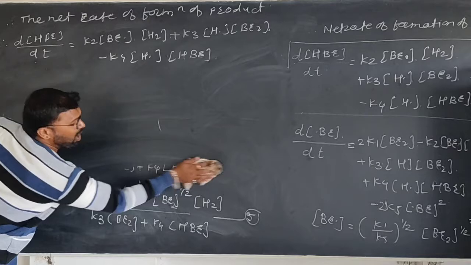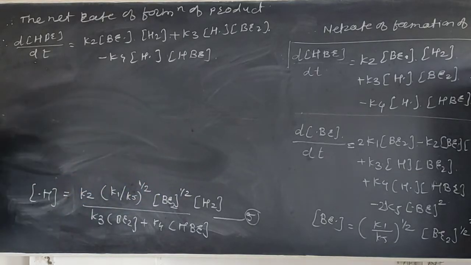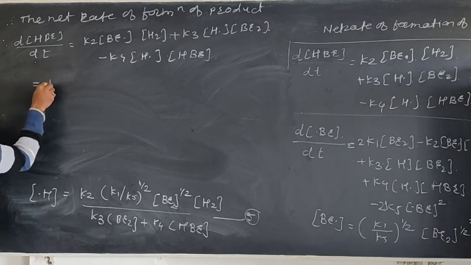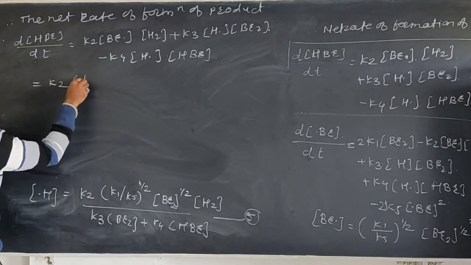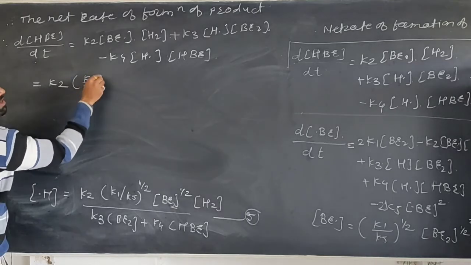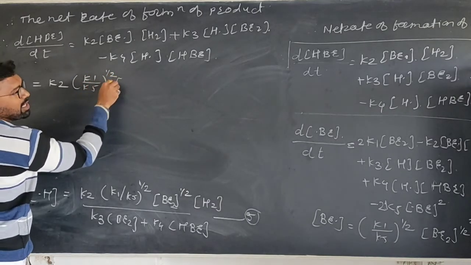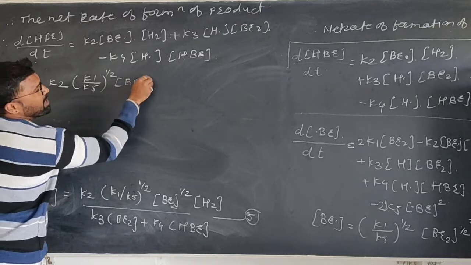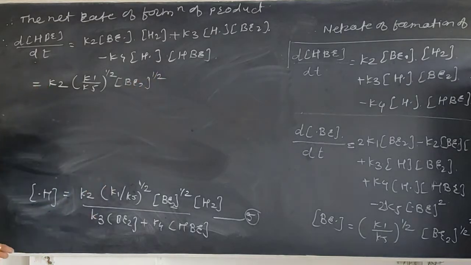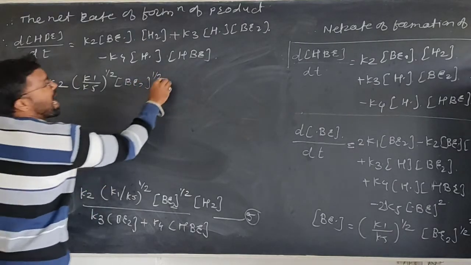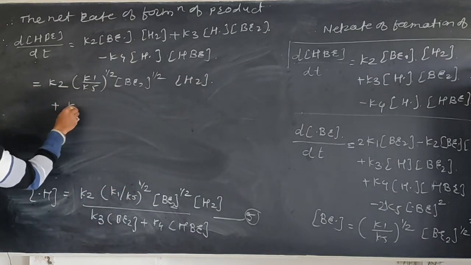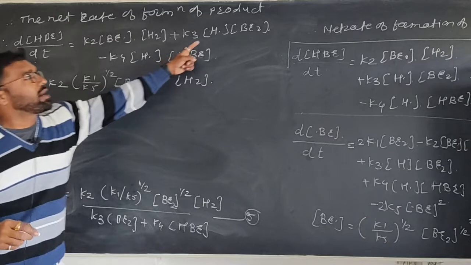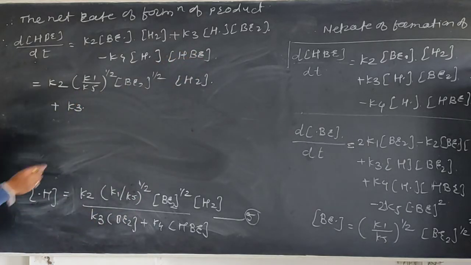Now putting the value of hydrogen free radical and bromine free radical in this term. K2 as it is. What is the value of bromine free radical? K1 upon K5 raised to half into concentration of Br2 raised to half. This is the value of your bromine free radical. Hydrogen as it is. Plus K3. What is the value of hydrogen free radical from this equation?